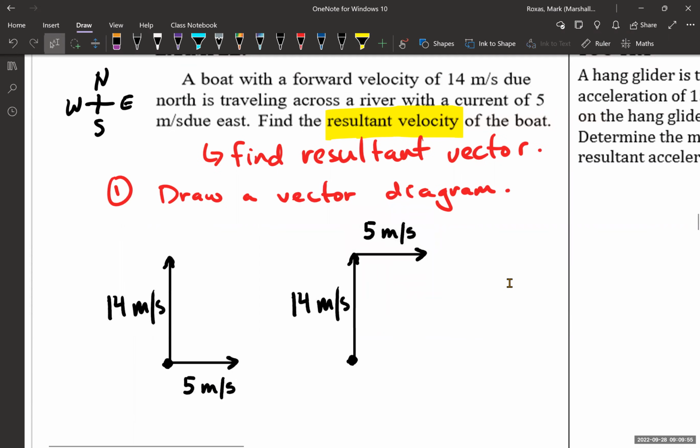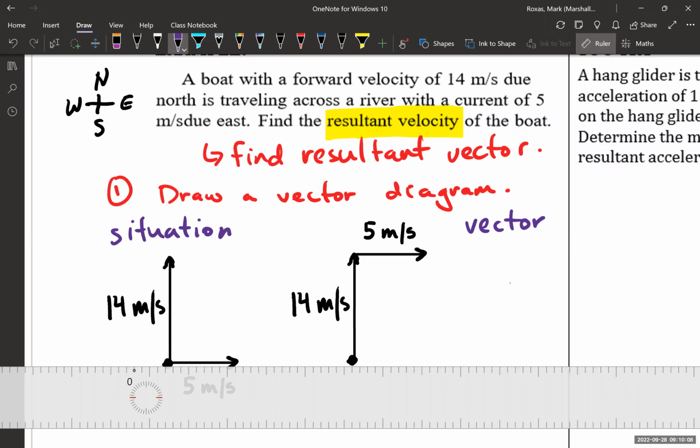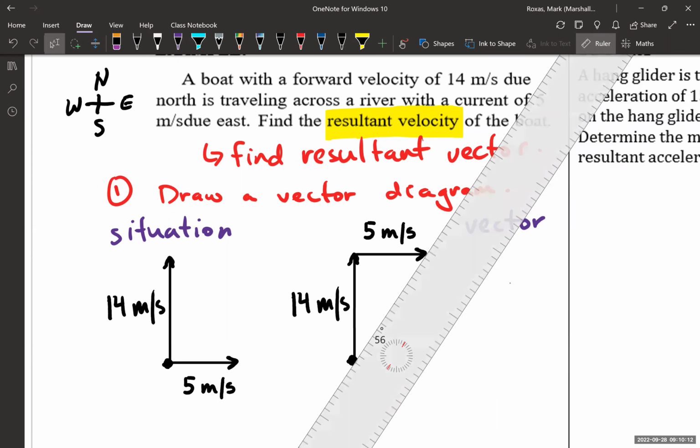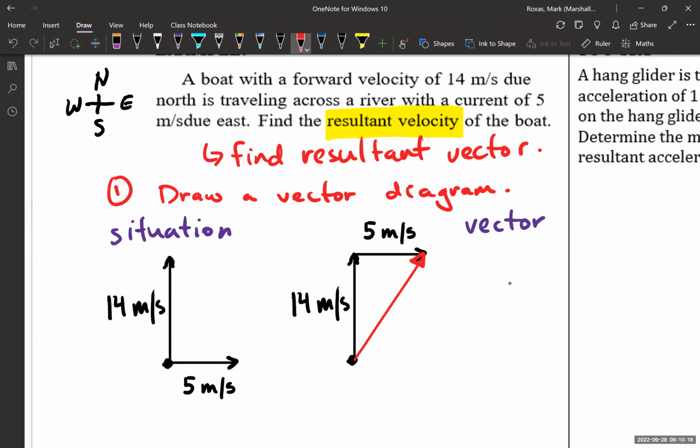Okay, so you might want to think about the first diagram being more like, here's the situation. And the diagram on the right, this is going to be my proper vector diagram, connected head to tail. And I'm going to create the resultant vector by connecting the tail of the first vector to the head of the second. Okay. And I will label that R.